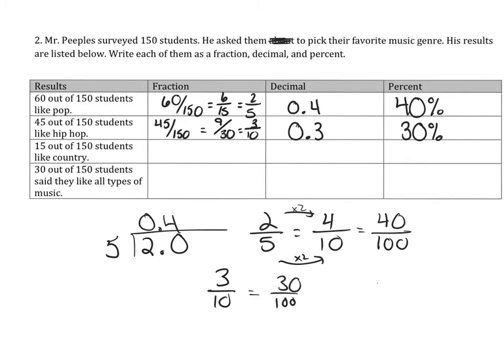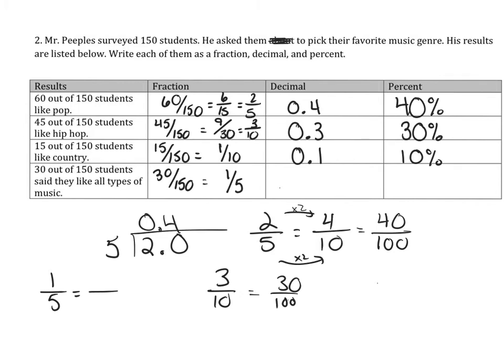which gives me 30 hundredths. Next, we have 15 out of 150, which simplifies. 15 goes into both of them, so you get 1/10. So as a decimal, you have 0.1, which is 10%. And then you have 30 out of 150, and actually 30 can be divided into both of them, so you have 1/5. And once again, you could think 1/5, to make it out of 10 would be times 2, so 1 times 2 is 2/10. So you can think, okay, I have 2/10, which is 20%.